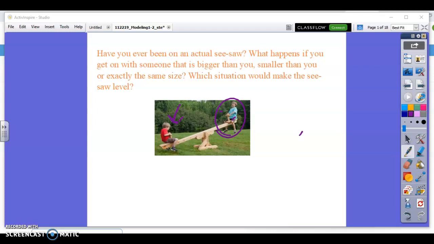If these little boys weighed exactly the same amount, their seesaw would be completely level. That means that whatever weight's on this side would be completely equal to whatever's on this side. Does everyone agree with that? All right, so let's go ahead and move on.